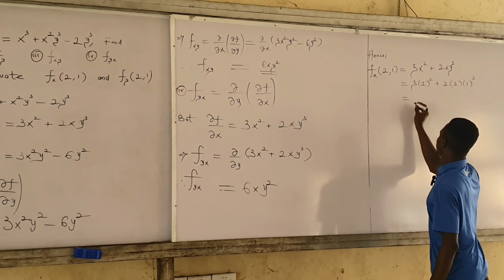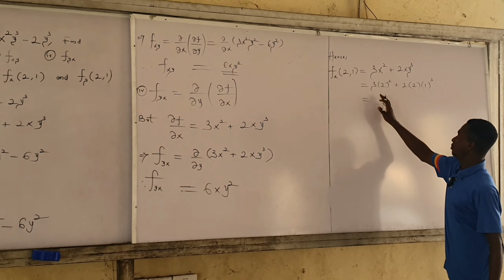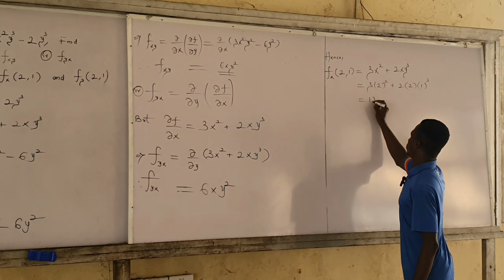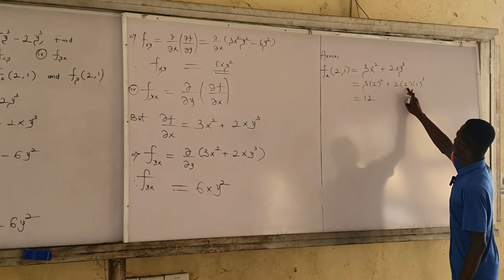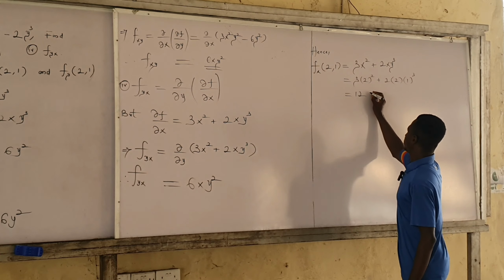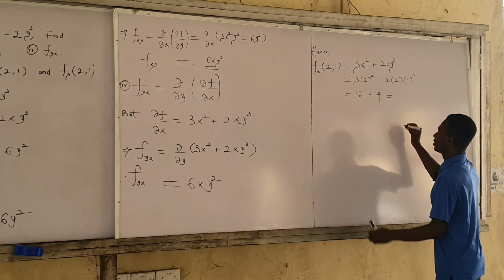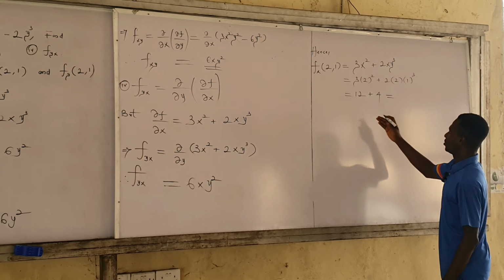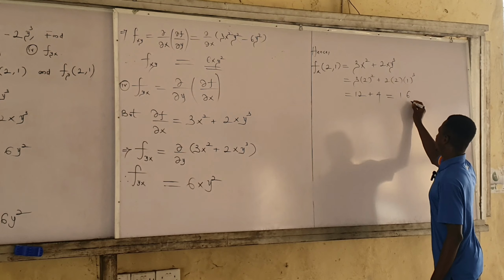So this is going to be equal to 2 squared is going to give us 4 times 3, that is going to give us 12, plus 2 times 2, 4, times 1 raised to the power of 3, that is 4. So we have that to be given by 4. So it implies that evaluating that value when x is 2 and y is 1 is given by 16.